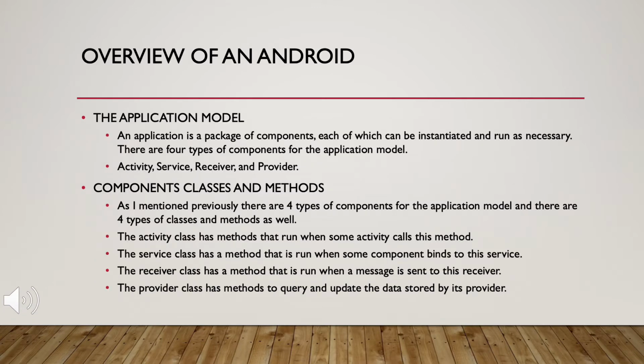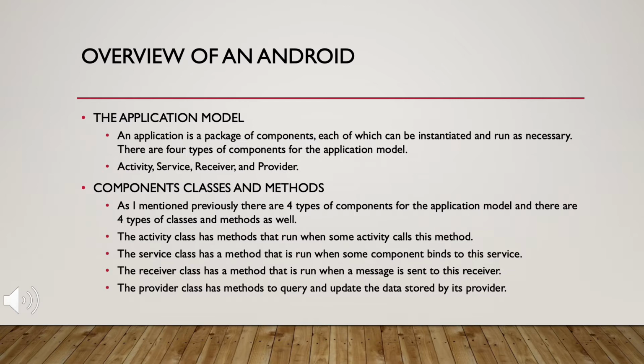Now for the overview of an Android. First, I feel like it's important for us to understand the overview and what goes behind Android security before we talk about language-based security regarding the Android. There is one thing called the application model. An application is a package of components, each of which can be instantiated and run as necessary. There are 4 types of components for the application model: the activity, service, receiver, and provider. Now, for these 4 components, there are also classes and methods regarding these 4 components.